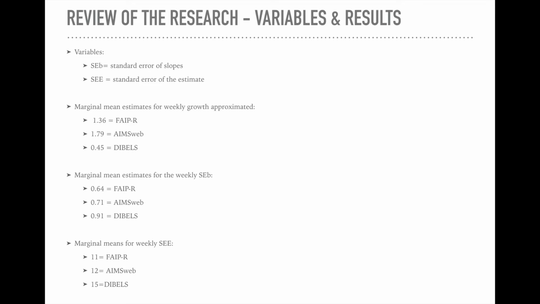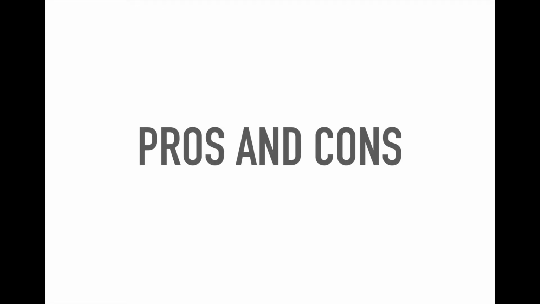As stated by the authors, the results demonstrated that the FAIPR passage set resulted in significantly less measurement error than did the AIMSweb and DIBELS. An additional analysis of the research showed that the AIMSweb passage set resulted in significantly less measurement error as compared to the DIBELS passage set. Now the pros and cons.